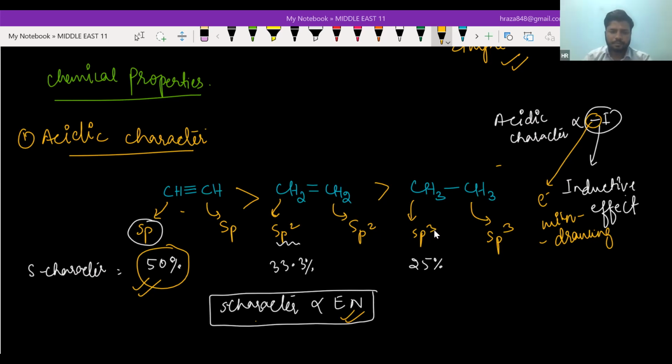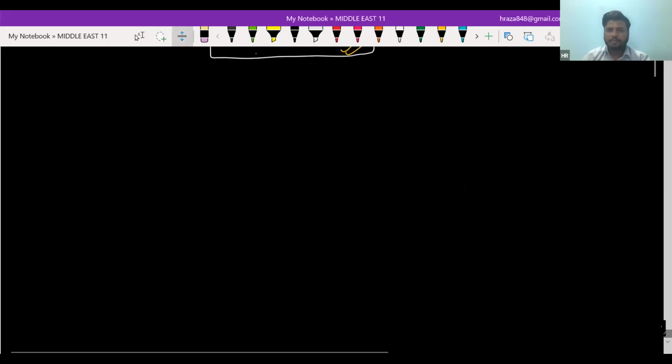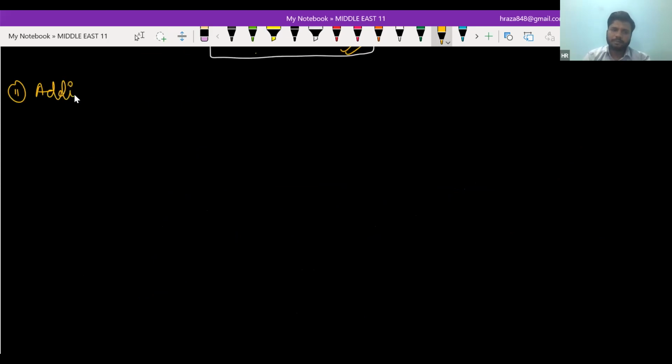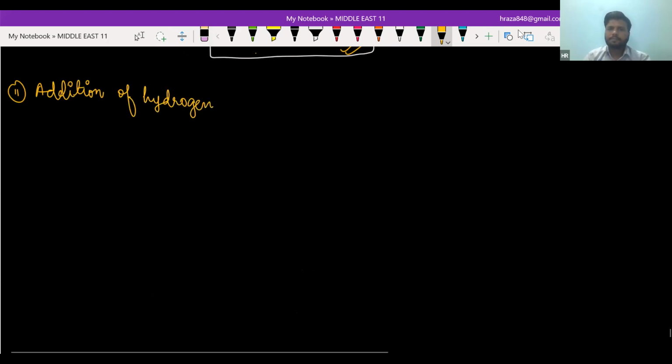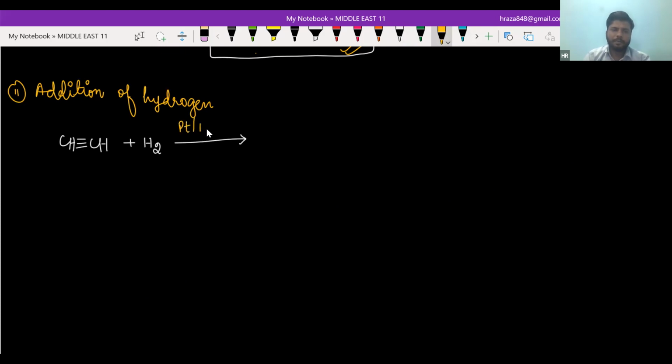Now, going for next chemical properties, that is addition of hydrogen. That means we are going to add hydrogen in alkyne. So this reaction is carried out in the presence of catalyst platinum, nickel and palladium.